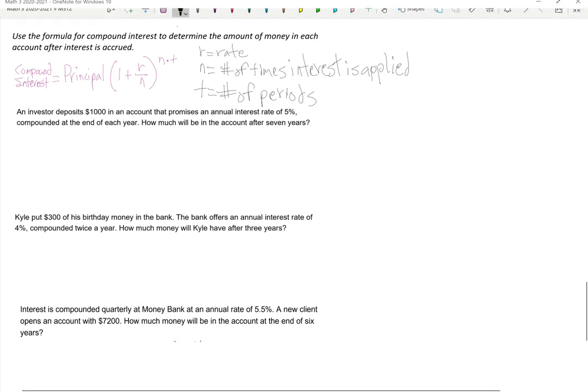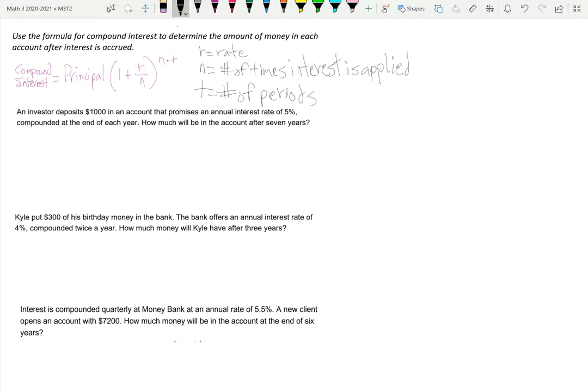So in this first situation, my compound interest for 7 years. So for 7 years, it's going to be the original amount, which is 1,000 being multiplied by 1 plus r as a decimal, 0.5, and it's going to be divided by the n. How many times is the interest applied? Well, it says it's compounded at the end of each year, so it's going to be divided by 1, and then it's going to be 1 times 7.